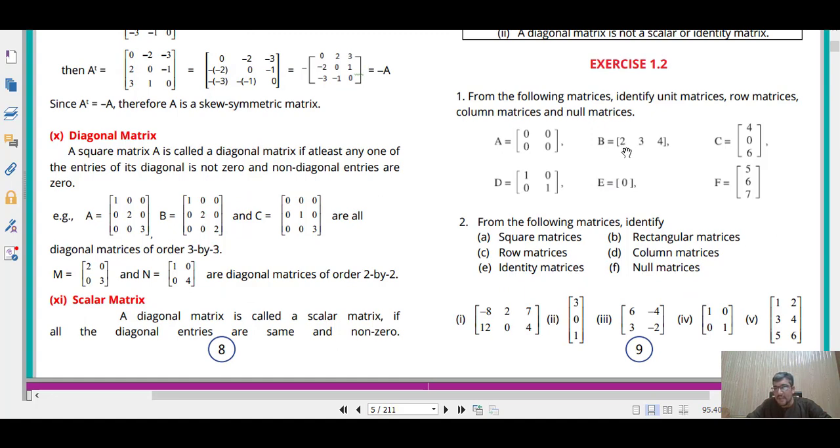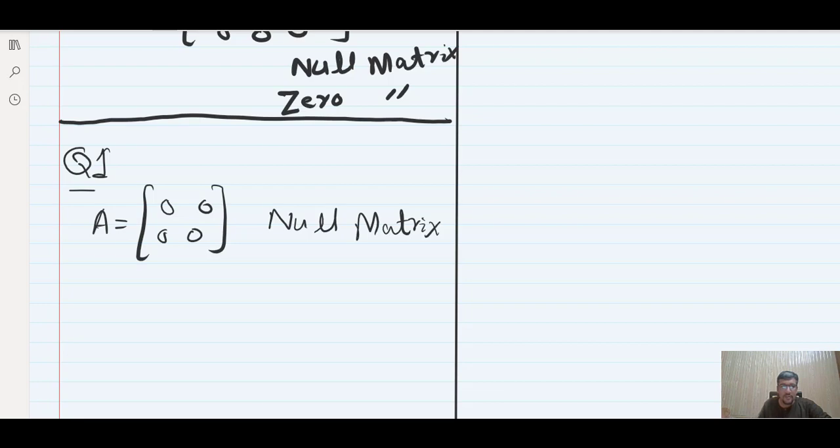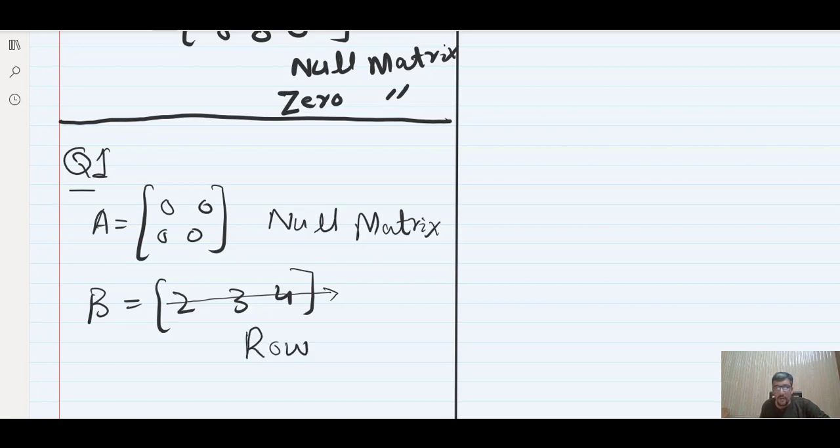It has elements, or you can say real numbers, that are 2, 3 and 4, or you can say the entries are 2, 3 or 4. So B is equal to 2, 3 and 4. As you can see that in this all the entries are in horizontal way, or in the horizontal sequence. So it will be known as row matrix.